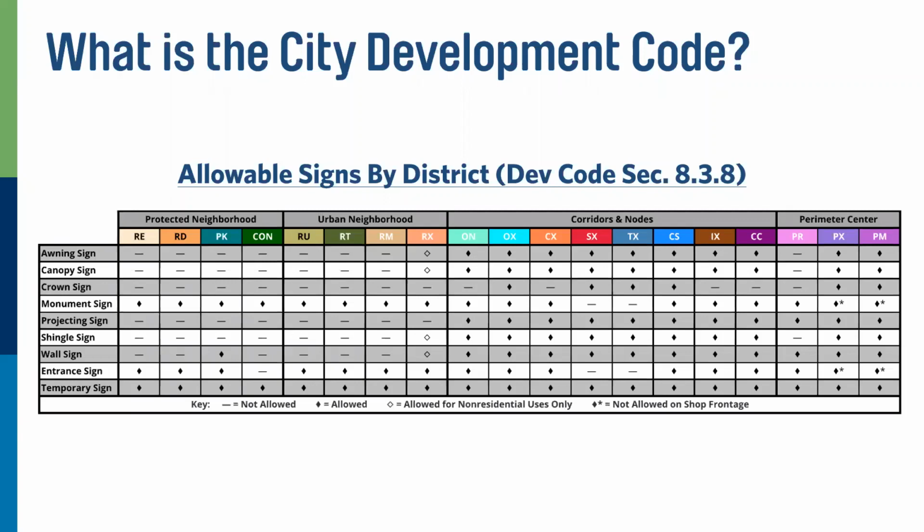And then corridors, nodes, that's basically all your commercial zones. This is where you guys are probably putting your signs most of the time. So this is like up and down Roswell Road. And then perimeter center is specifically all the area on the other side of 400, where Perimeter Mall is, and the King and Queen building, and all the hospitals and all that. That's all Sandy Springs, and we have the different zonings over there. So this chart will tell you where certain signs are allowed to be installed.